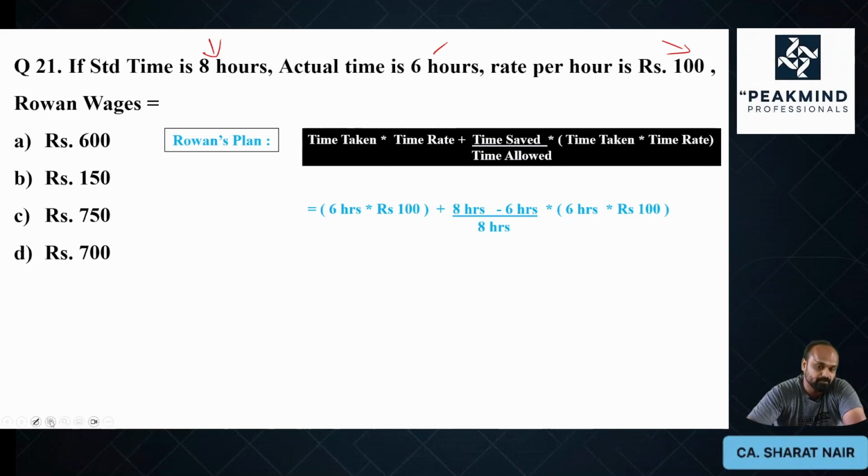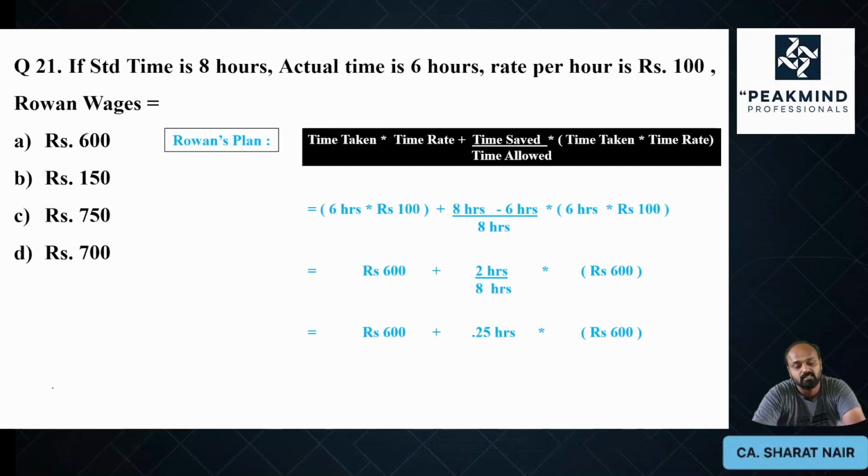Further simplifying it, we will get 600 plus 2 by 8 into 600. Further simplifying it, 600 plus 0.25 into 600. So 600 plus 150, the ultimate answer is rupees 750, which is your option number C.